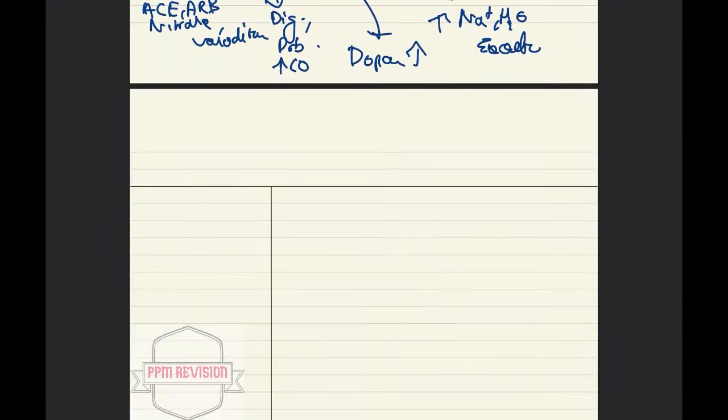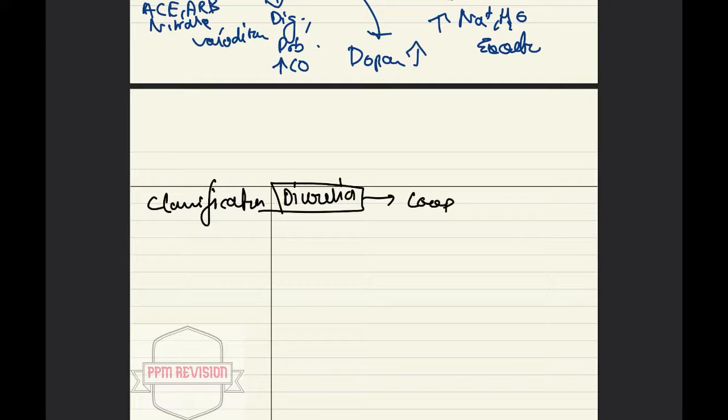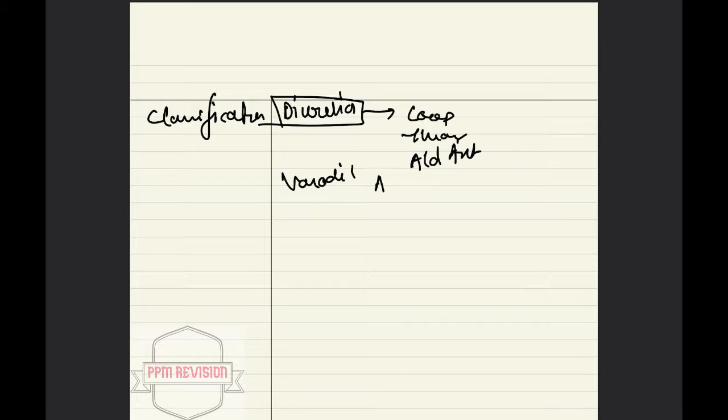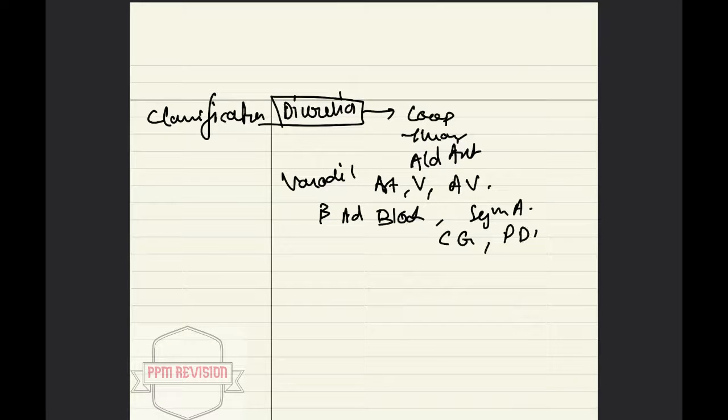Moving ahead, we'll be looking at some important classifications of the drugs used in congestive cardiac failure. I won't be dealing with the examples, but I'll be dealing with some of the headings. So you have diuretics, under that you have loop, thiazide and aldosterone antagonist. Next we have vasodilators, that is arteriolar, venodilators, and mixed arteriolar and venodilators. Then there are also beta adrenergic blockers, sympathomimetic amines, cardiac glycosides, phosphodiesterase 3 inhibitors, vasopressin receptor antagonist, and also brain natriuretic peptide as well. I won't be dealing in detail, that was already discussed.